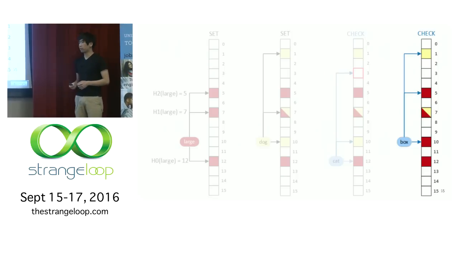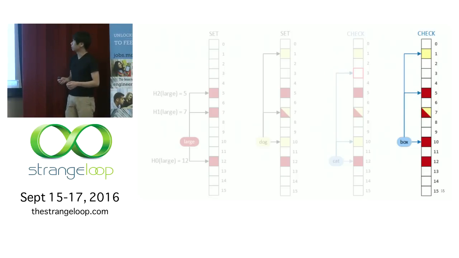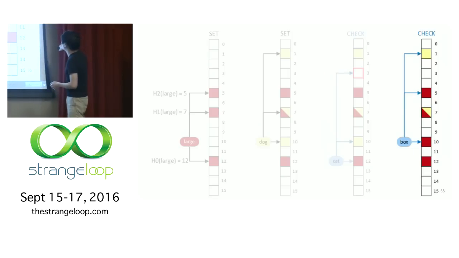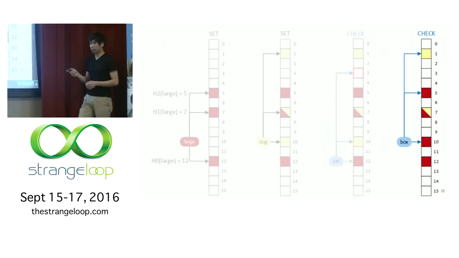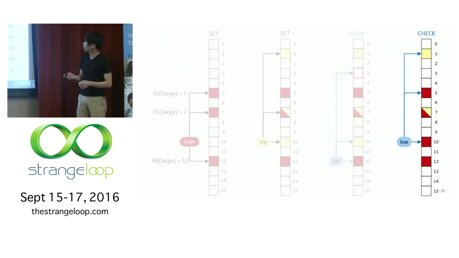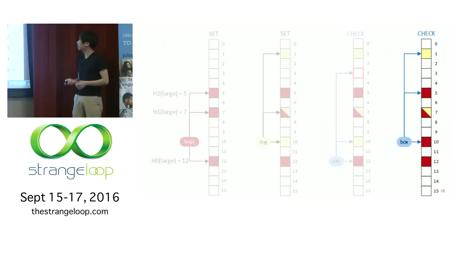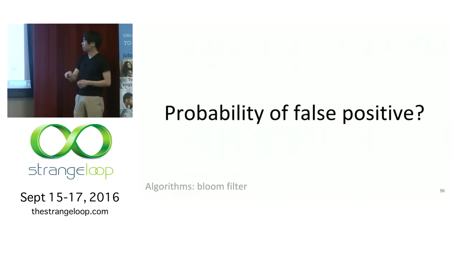Imagine we query the term box in boxes. We have not inserted box into this document. Box happens to map to 1, 5, and 10. Because these bits were set by other terms, we will conclude that box is in the document, even though it's not in the document. So that sounds bad, right? You don't want that to happen. How bad is this problem? Like, what's the probability of a false positive?